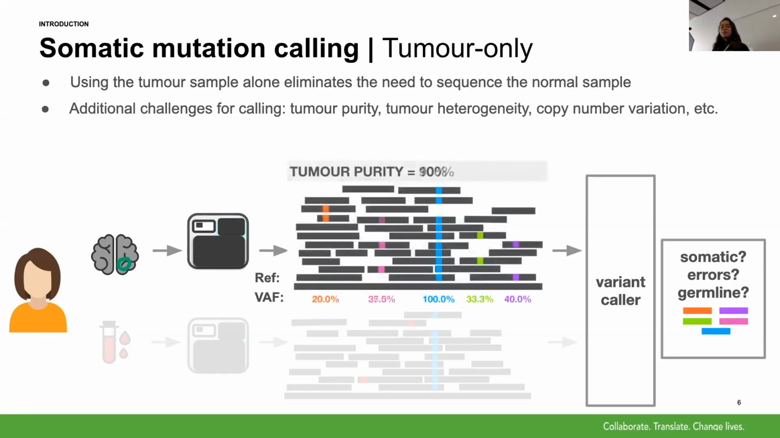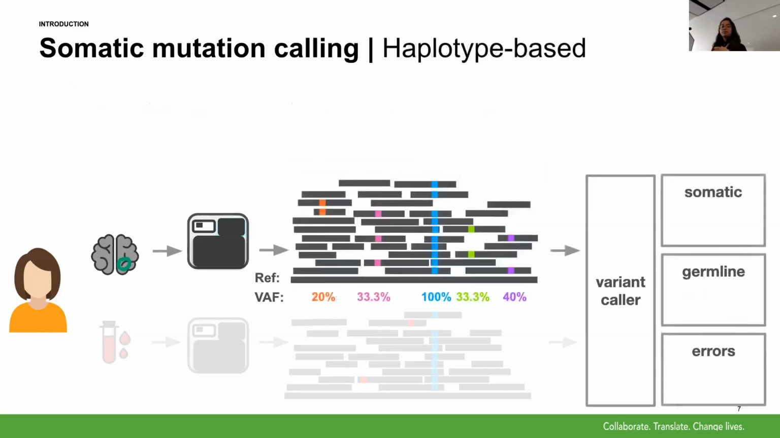So here's a little GIF that I made that demonstrates the tumor purity impact. It lowers the variant allele frequency, giving us more of a challenge distinguishing between somatic mutations and errors.